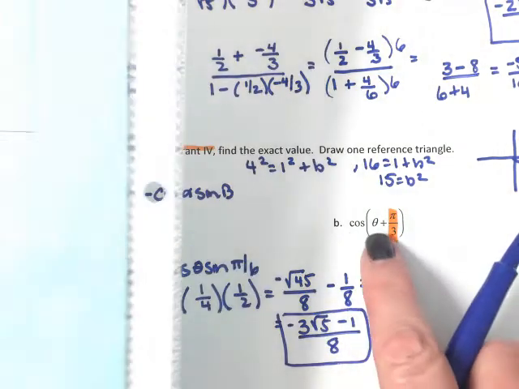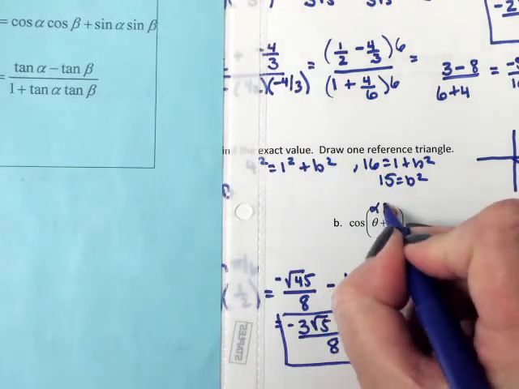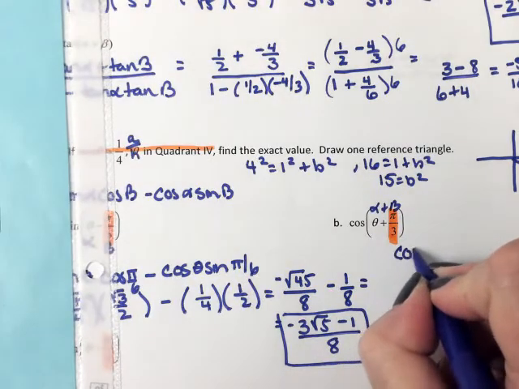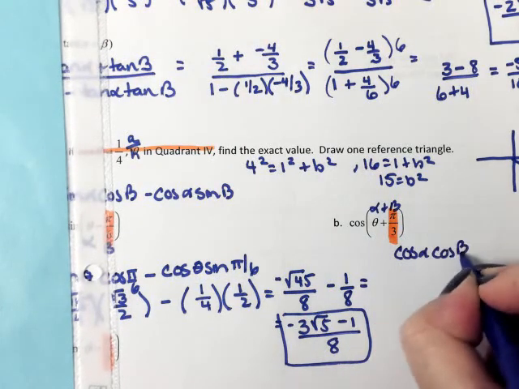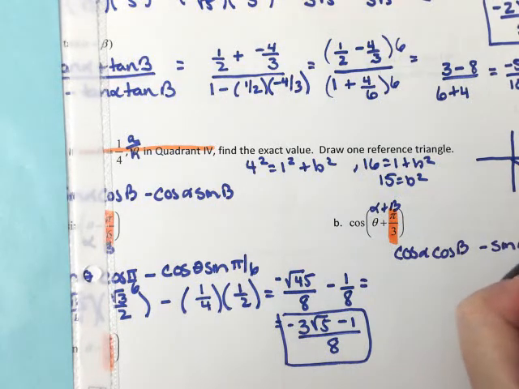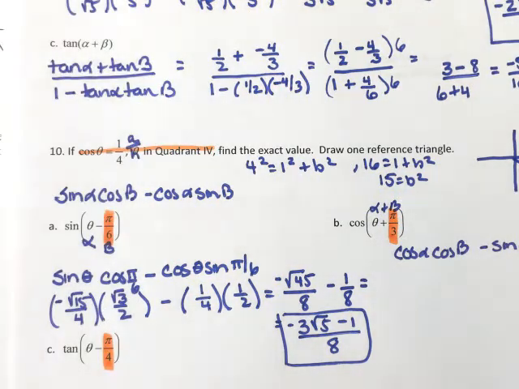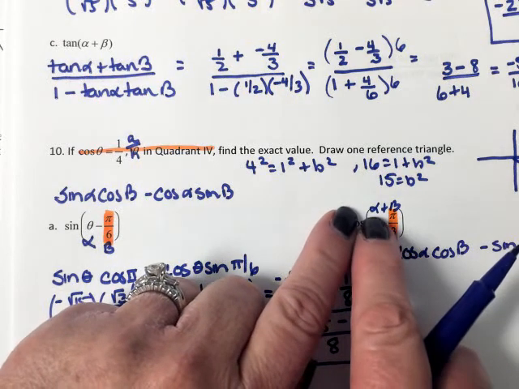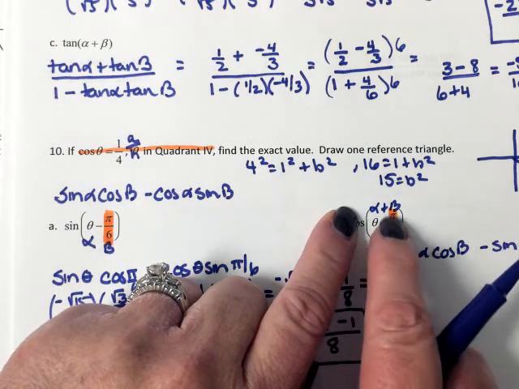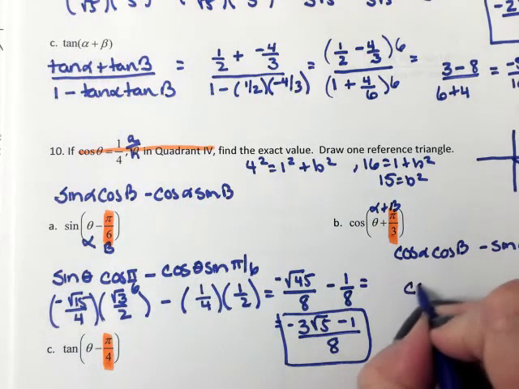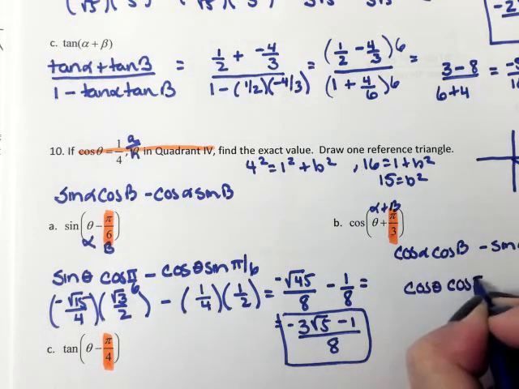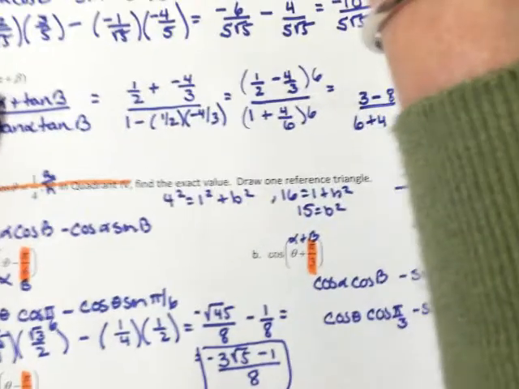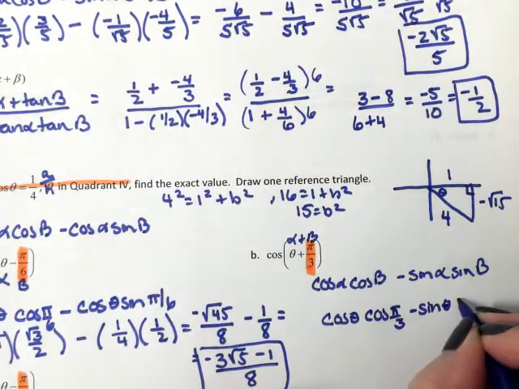So now cosine sum formula, here's my alpha plus beta. So I'm going to look at my cosine sum formula. Cosine alpha, cosine beta, minus sine alpha, sine beta. Again, anywhere I see an alpha, I'm going to put my theta. Anywhere I see a beta, I'm going to put pi over 3. So cosine theta, cosine pi over 3, minus sine theta, sine pi over 3.